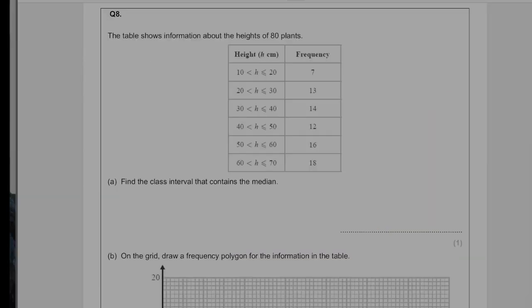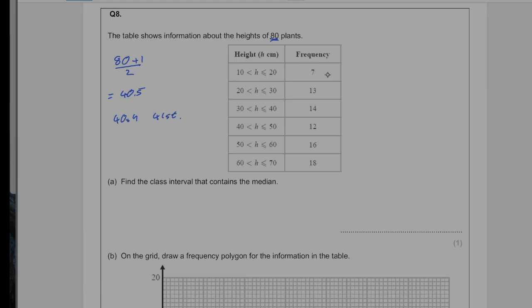The table shows information about the heights of 80 plants. Find the class interval that contains the median. So for the median, if I've got 80 plants, to find the position of the median, you do 80 plus 1, the total plus 1, divided by 2, which is going to be 40.5. So technically I'm looking for the 40th and the 41st value. And I'm going to find which group will contain those.